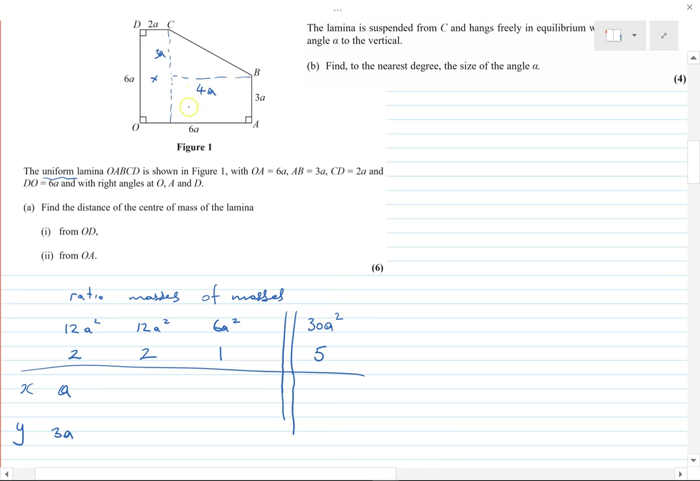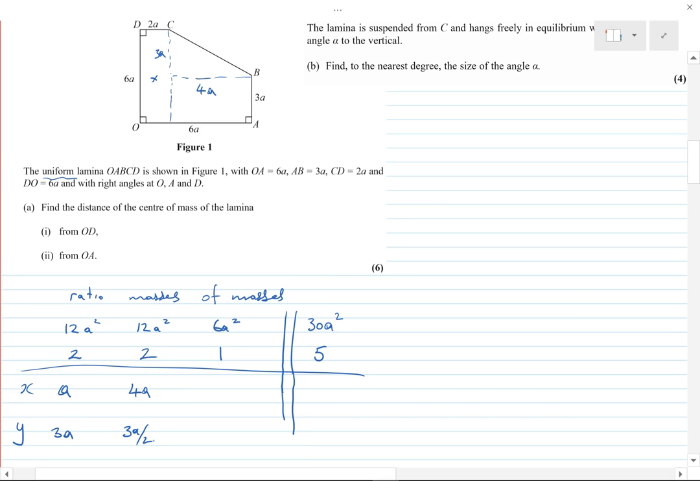And then, for this rectangle, well, it's going to be halfway, this length here is 4a, so it's 2a from here, but we need to add on the 2a originally, so that's 4a. Okay, and the upwards bit is 3a over 2, because the length here is 3a, so it's halfway up from that. Okay, so that's 3a over 2.